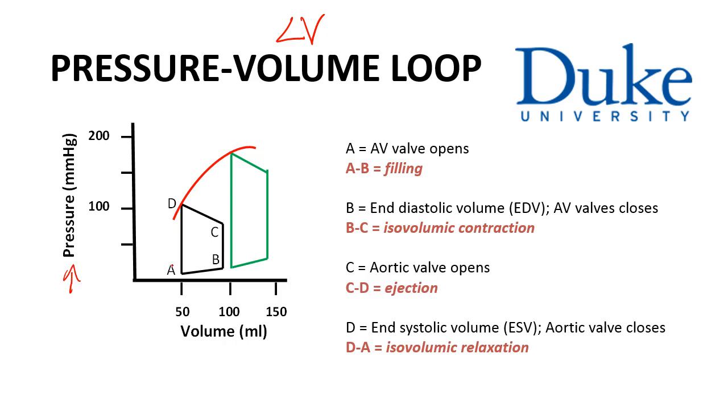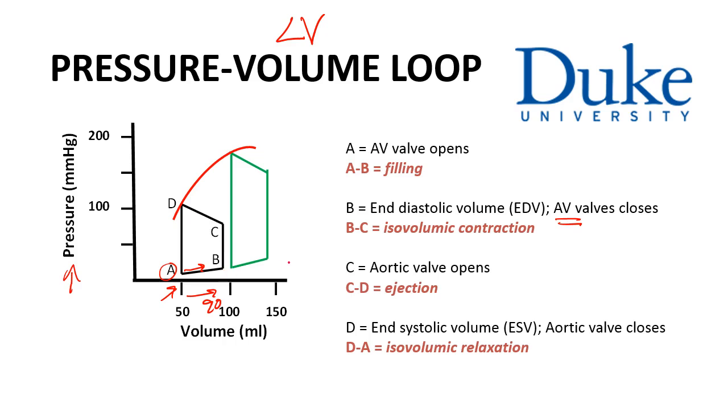So if we start at A, the left ventricle has 50 milliliters volume of blood in it. And as you go from A to B, the volume increases to 90 milliliters. So AB is passive filling of the ventricle. At B, the ventricle now has enough pressure that it closes the valve.